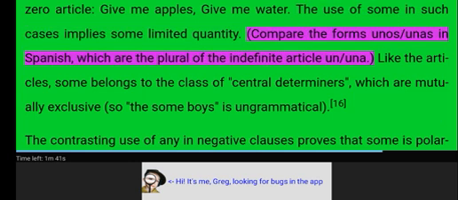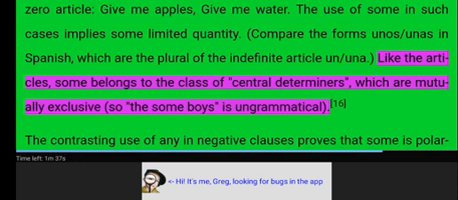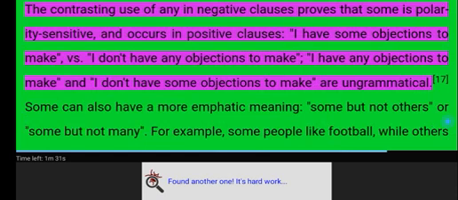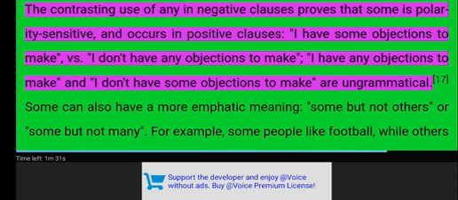Compare the forms "unos" and "unas" in Spanish, which are the plural of the indefinite article "un" and "una." Like the articles, "some" belongs to the class of central determiners, which are mutually exclusive, so "the some boys" is ungrammatical. 16. The contrasting use of "any" in negative clauses proves that "some" is polarity sensitive and occurs in positive clauses. "I have some objections to make" versus "I don't have any objections to make"; "I have any objections to make" and "I don't have some objections to make" are ungrammatical.